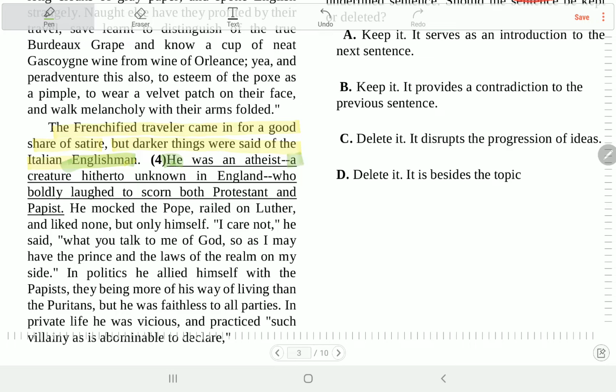A creature hitherto unknown in England. يعني until now. Hitherto like until now. Atheist ده لغاية دلوقتي ما يعرفوهوش في England. ده non-essential. So he was an atheist who boldly laughed to scorn both the Protestant and the Papists. The groups of people. كان بيضحك عليهم بيتريق عليهم. طب كمل كده. Okay. شوف. Related ولا مش related. He mocked the Pope. Railed on Luther and liked none but only himself.